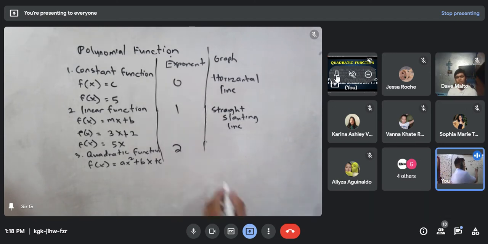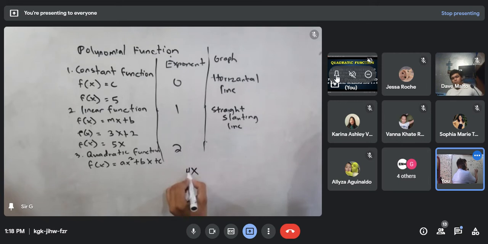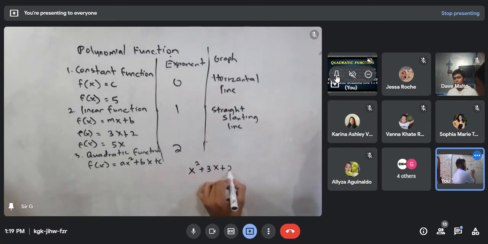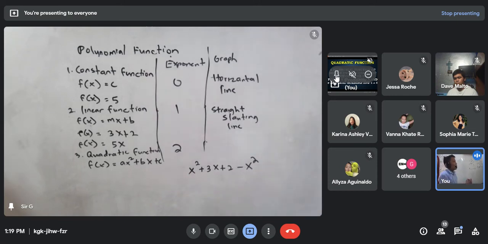Okay, so paano to? 4x cubed plus 5x cubed. X squared plus 3x plus 2. Okay, so yan. Anong tawag nyo dyan? Constant, linear, or quadratic? X squared plus 3x plus 2 minus x squared. Constant, linear, or quadratic?